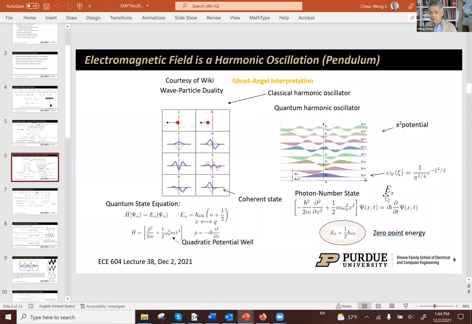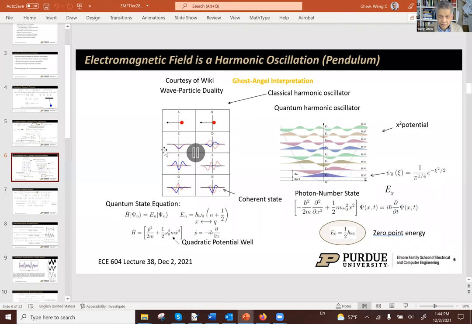We are going to claim that the time harmonic oscillation of electromagnetics is homomorphic to a pendulum. Whatever quantum properties that we can see from a pendulum, we can also see in the time harmonic oscillation of an electromagnetic field. So that is very important.